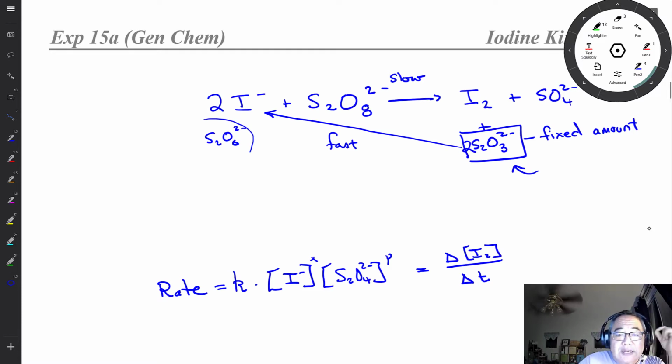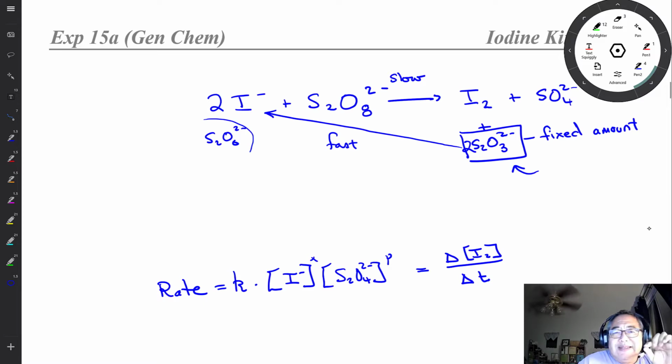So we can use stoichiometry to figure out how much I2 was created in the reaction. And then what we can do from that is divide by the volume to get the molarity. And then we can divide by the time that we measured to get the rate, right? So relatively straightforward experiment to do.